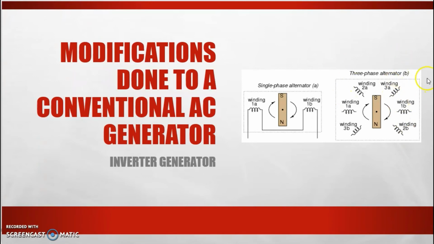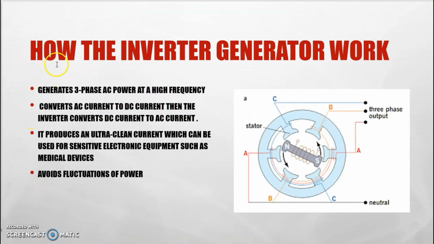Now, the three-phase alternator that is normally found in inverter generators produces a larger current compared to a normal single-phase alternator that is found in old or more traditional AC generators. Now, how does the inverter generator work? Inverter generators work by generating three-phase AC power at a high frequency. It is then converted to direct current and then alternating current, and back to direct current that can be used by electronic equipment and appliances.